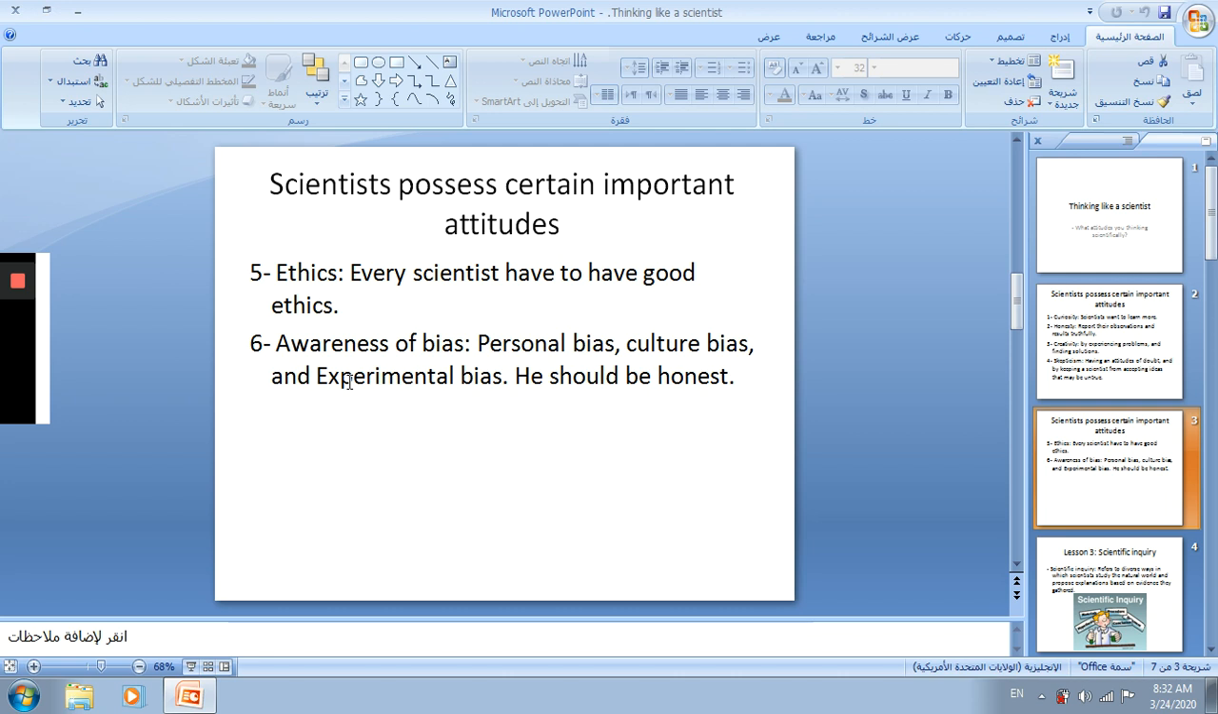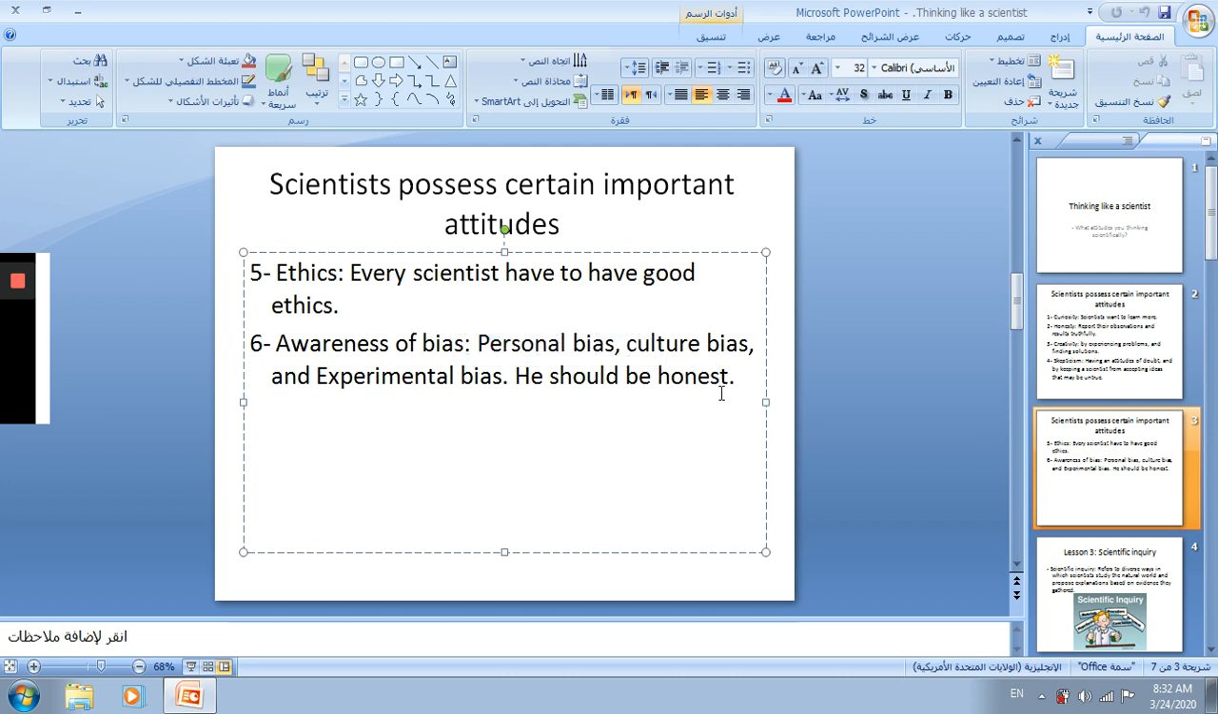We have 3 types of bias. Every scientist should be independent of these biases. The first one is personal bias, then cultural bias, and experimental bias. The scientist should be honest when he does any experiment. So this is the meaning of awareness of bias.